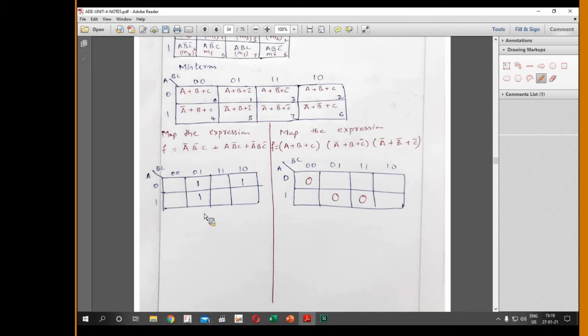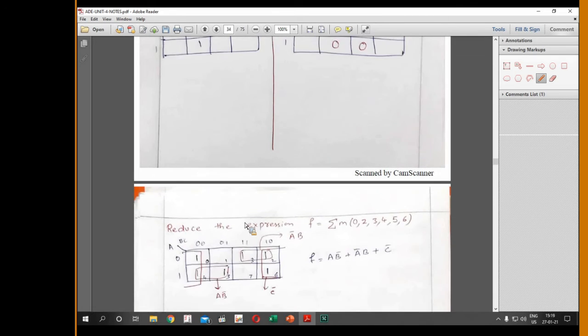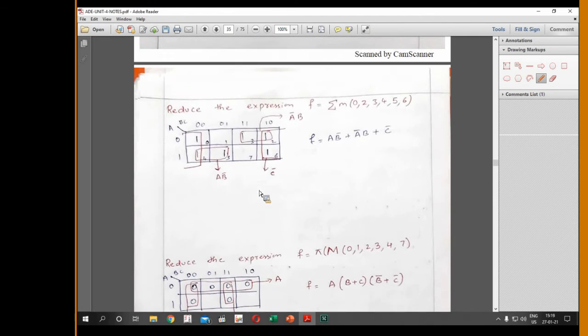So this is mapping your function of SOP using 3 variables, and this is mapping your function of SPOS using a 3 variable function. Here we only have 3 max terms, hence on this K-map we only have 3 zeros. Here we have 3 minterms, hence on the K-map your 3 minterms are mapped. Next, after mapping, we reduce a function by checking its adjacency. Here 0, 2, 3, 4, 5, 6 are given, so the total minterms given are 6.